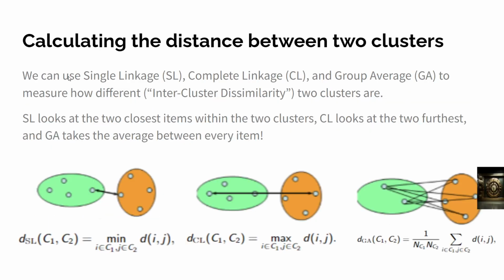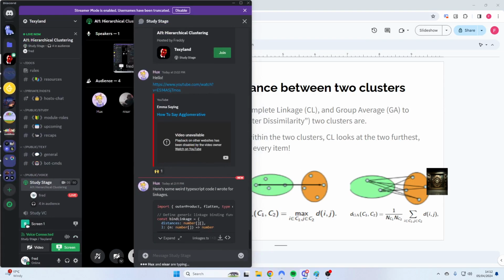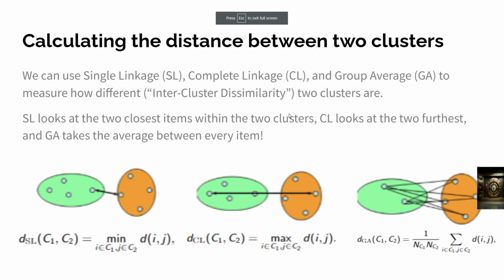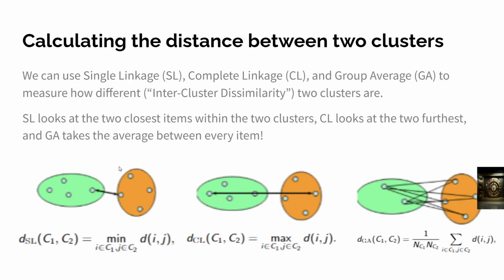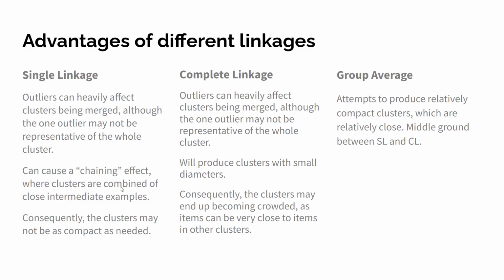In single linkage, it's the same thing in reverse. Let's say these were really far apart, and then we have an element down here. We're saying they're really close together when in reality we can see they're not, but single linkage can't convey that, as it's literally just looking at the smallest distance. This can cause a chaining effect, where clusters are combined based on these close intermediate examples, while that might not be representative of the whole cluster. This can result in the clusters not being as compact as needed in single linkage.